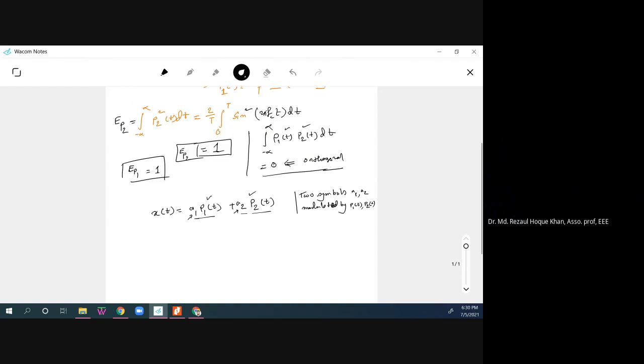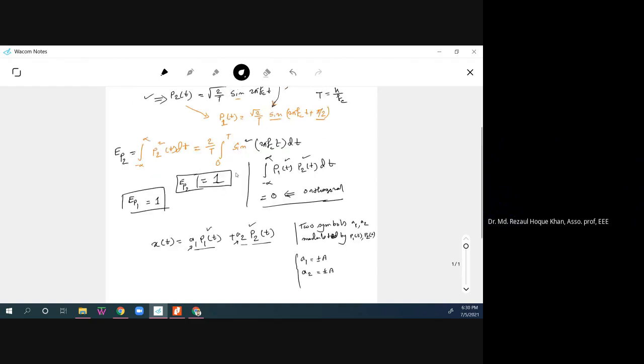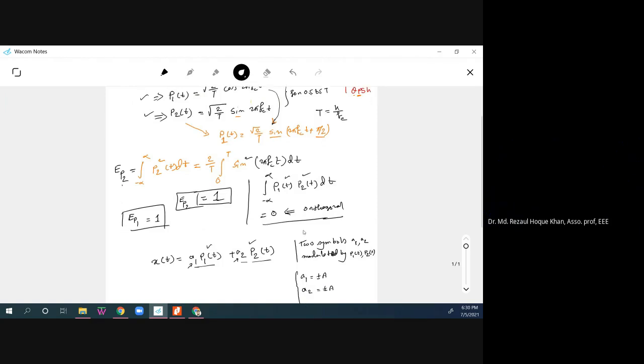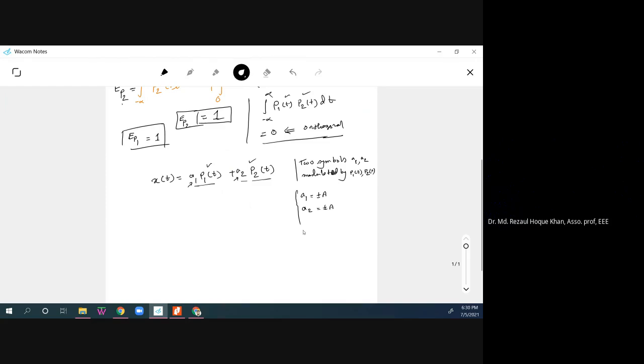So each of the two carries one symbol or one bit of information. Of course, A1 is nothing but plus minus A. It can be either this value. Also A2 is plus minus A. We also know their average value A, because we have seen it in our previous cases: the average bit energy A is again the square root of EB.